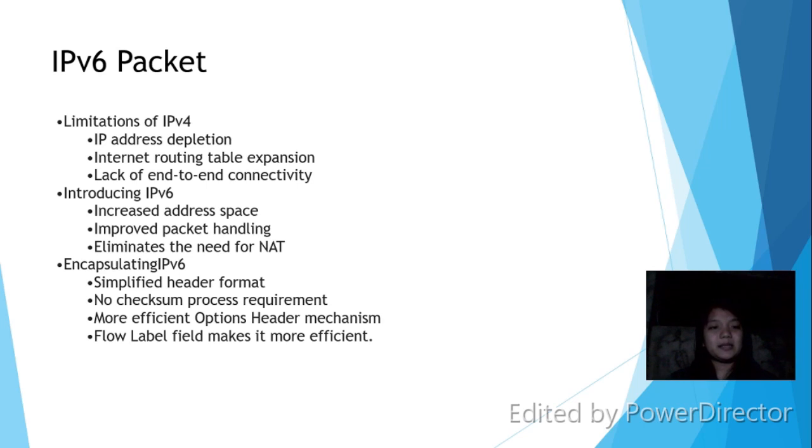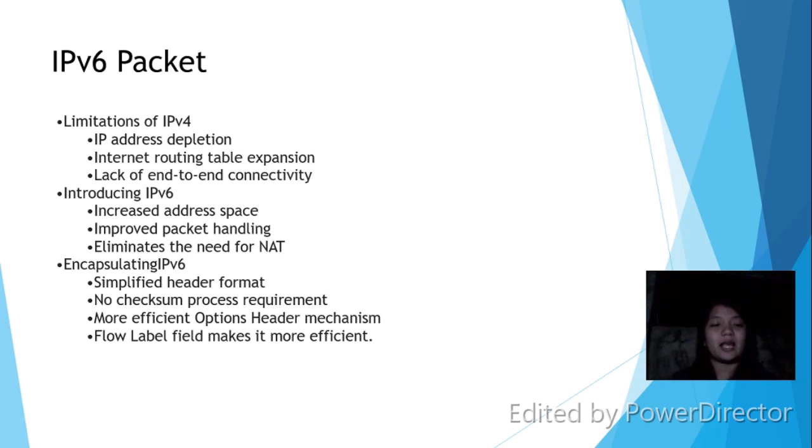The IPv6. Let's first look at the limitations of IPv4, which is why IPv6 was created. IPv4 has limitations. The first one is IP address depletion, so they are lacking space. Then internet routing table expansion. Then lack of end-to-end connectivity. So those are the limitations of IPv4.